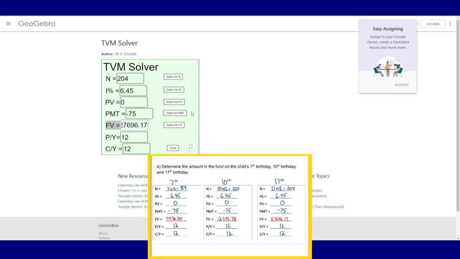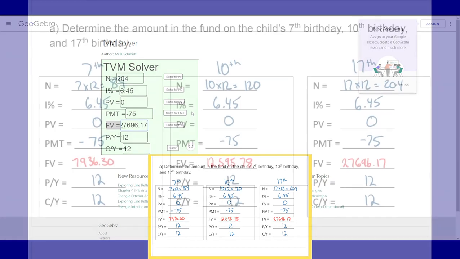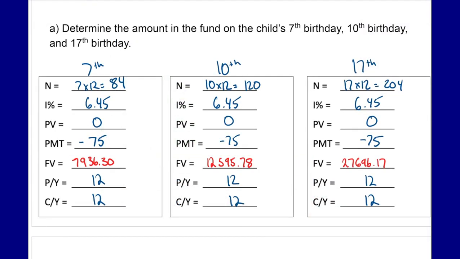So those are the different amounts that would be in the fund at the 7th, the 10th, and the 17th birthday. Now, one thing to keep in mind, you're not adding all those values up. That $7,936.30 is already incorporated into that 10th birthday amount of $12,000. Same thing with that $12,000 into the $27,000 that we have on the 17th birthday. So each one is an individual calculation that gives us the total at that time. We don't have to worry about adding anything.